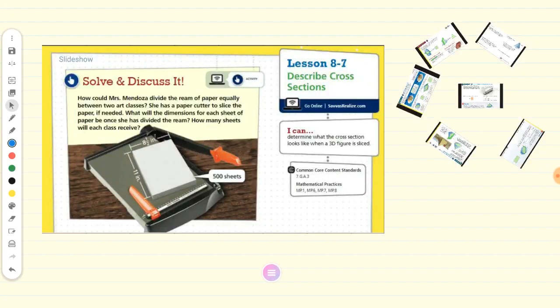We will describe today lesson 8.7, which is about describing cross-sections. What is a cross-section? A cross-section is the shape we get when cutting straight through an object. If you have any object and you cut it, the shape of the cut is the cross-section. Like the following.